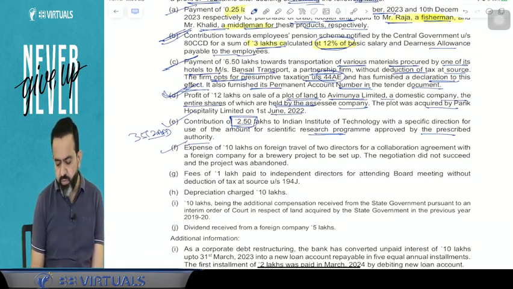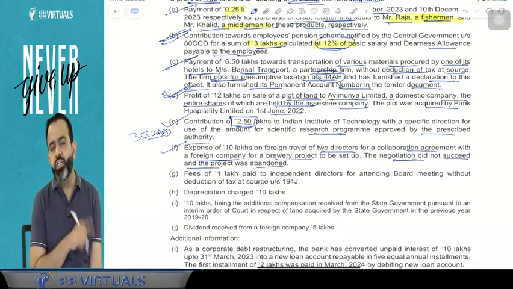10 lakh on the foreign travel of the two directors for the collaboration agreement with the foreign company for the brewery project to be set up. The negotiation did not succeed and the project was abandoned. This is not related to the existing business.